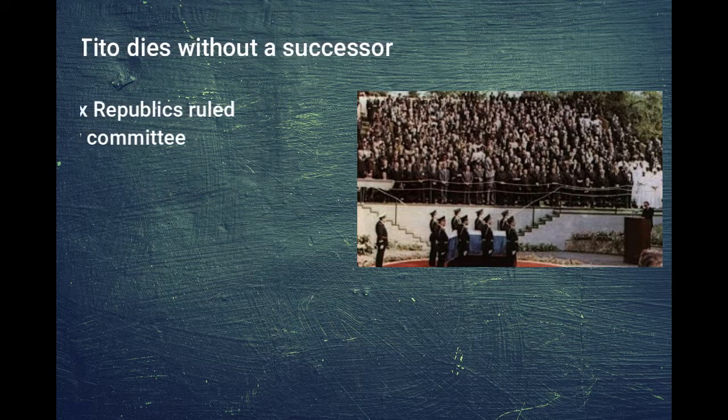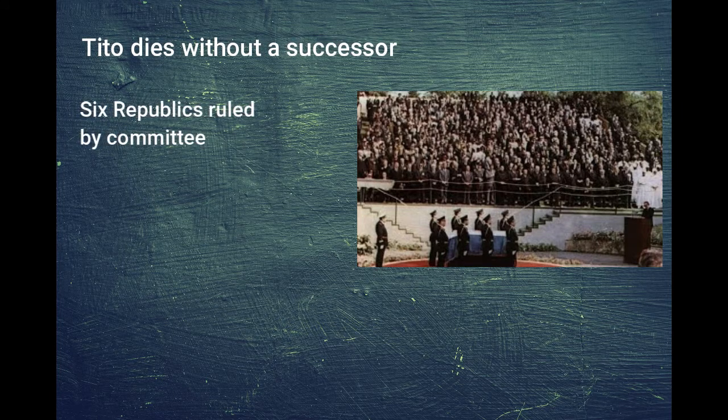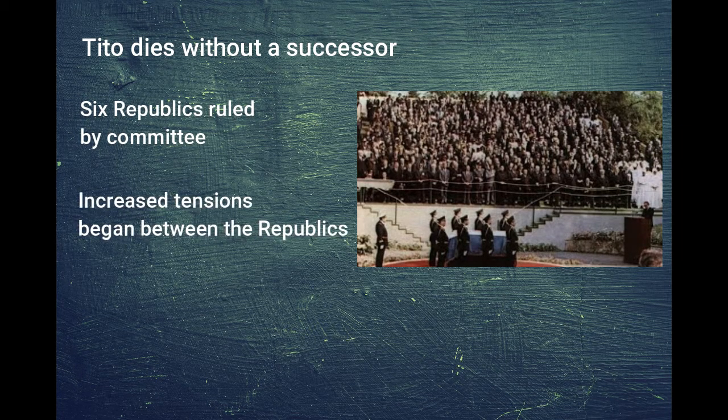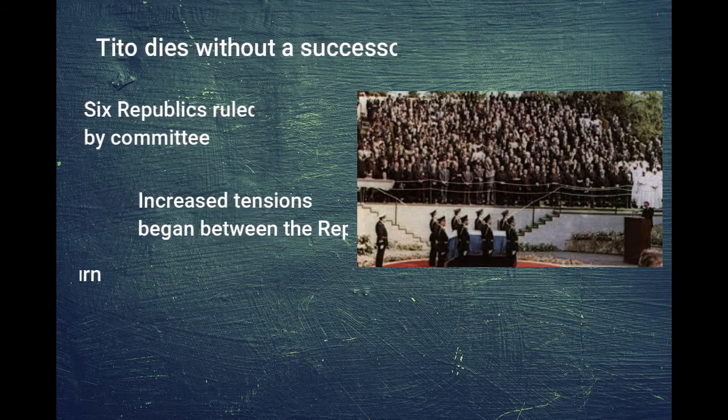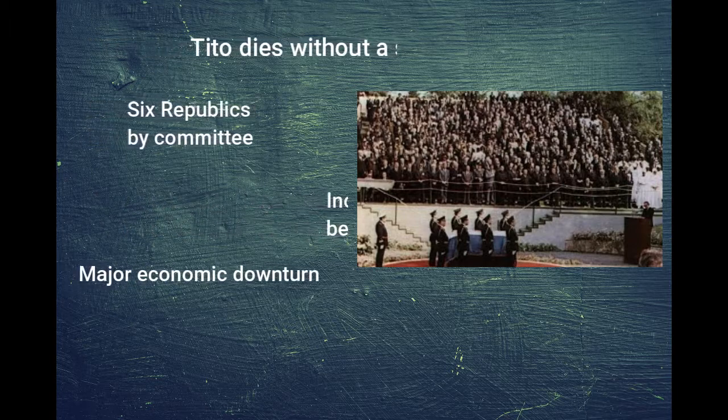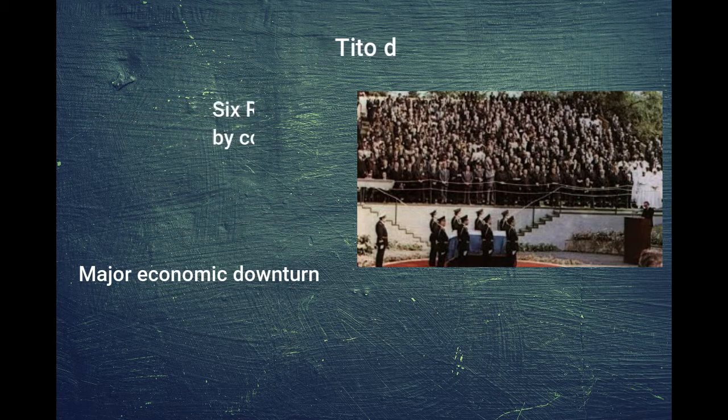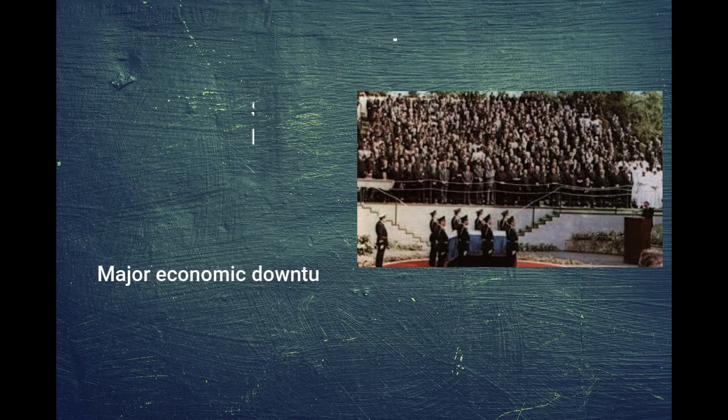In 1980, Tito died without any clear successor. As a result, the 6 republics decided to rule the country by committee, whereas the leader of each republic would meet together and make collective decisions on all the important national things that need to be decided upon. So this ended up leading to tensions between the different republics, as Serbia really wanted to keep more central power in the country, whereas Croatia and Slovenia and Bosnia wished for more autonomy. In addition, during this decade, the economy took a huge downturn as well.